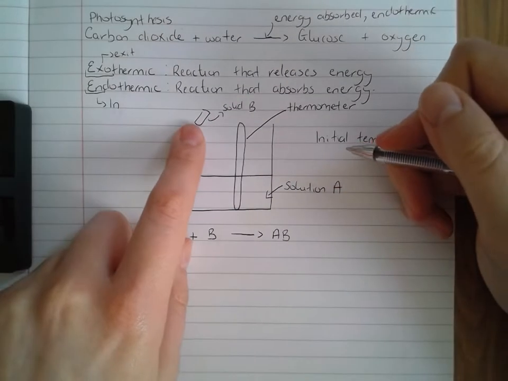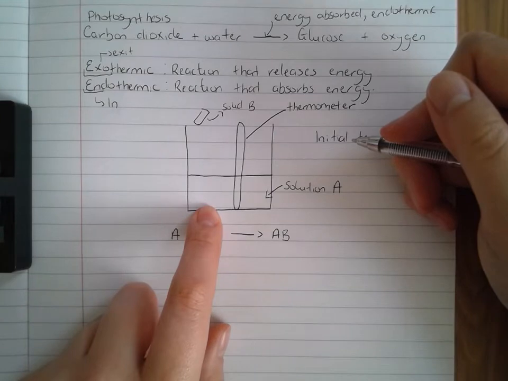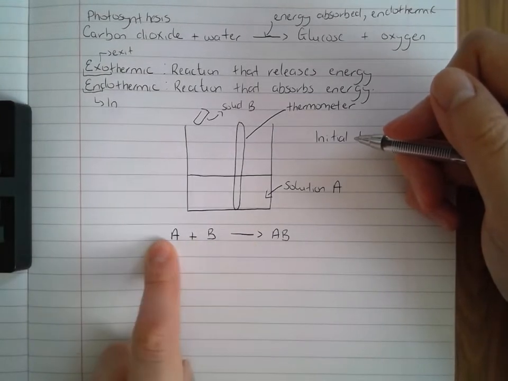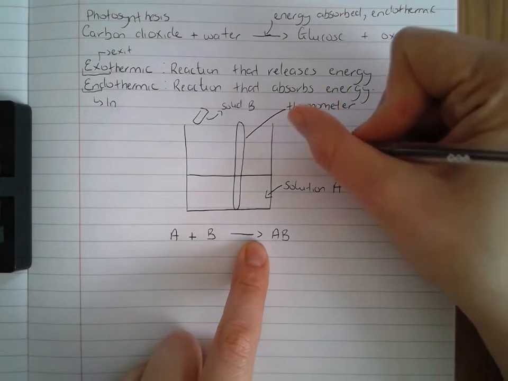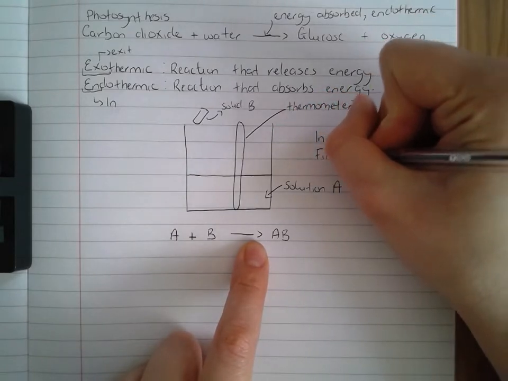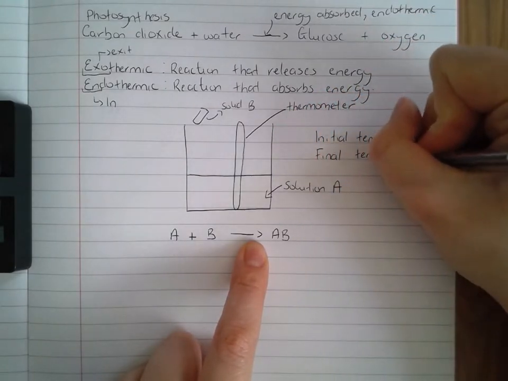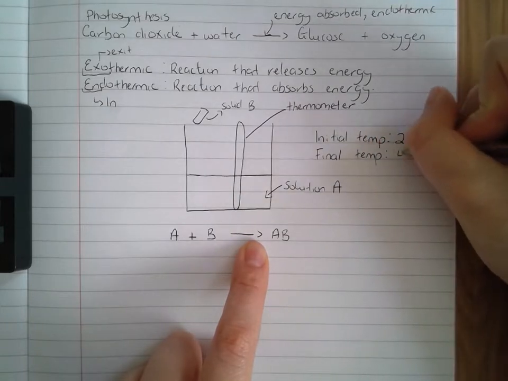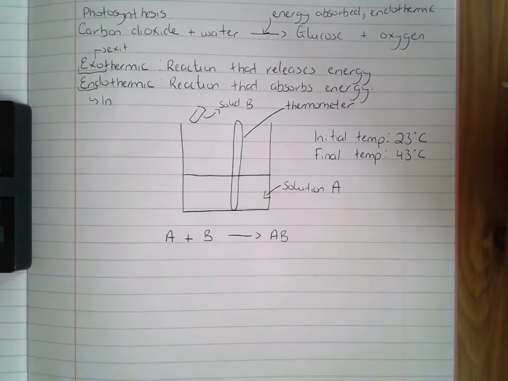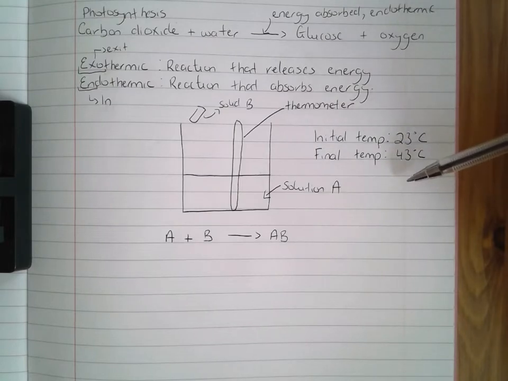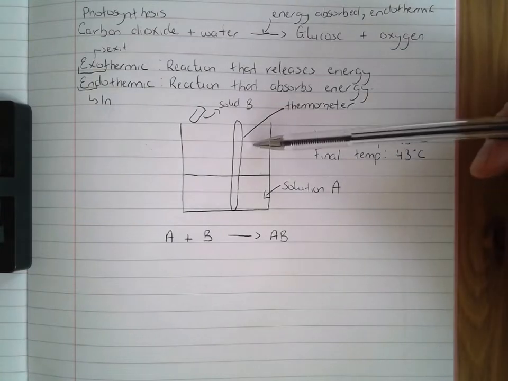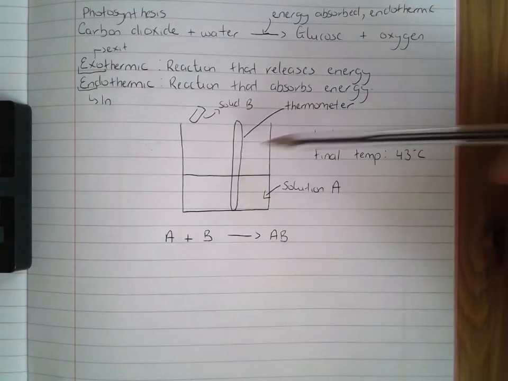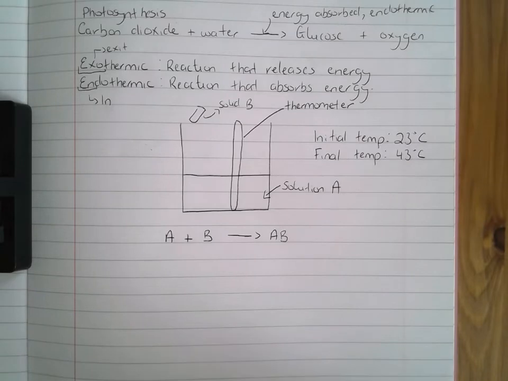And then I add solid B to solution A. I get a chemical reaction taking place, and I notice that my temperature increases. I end up with a final temperature of 43 degrees Celsius. Because I've seen an increase in temperature, I know that my reaction is exothermic. It's releasing energy in the form of heat, and because it's releasing heat, I've had an increase in temperature.